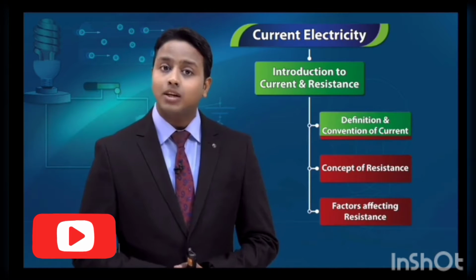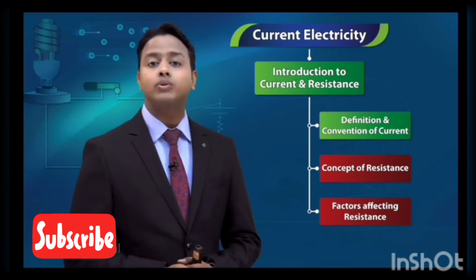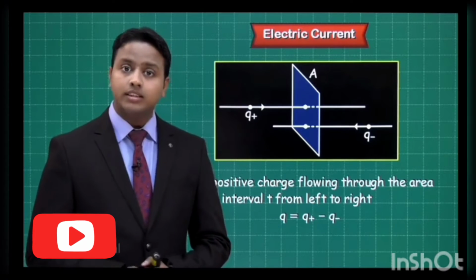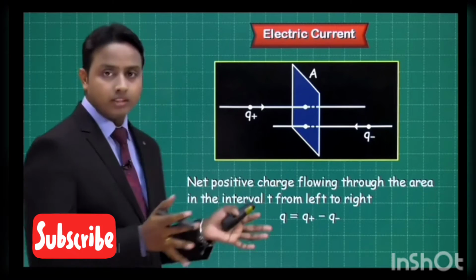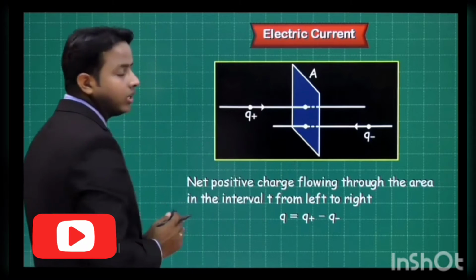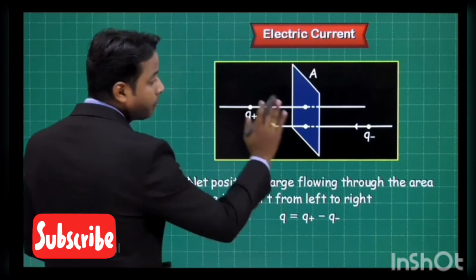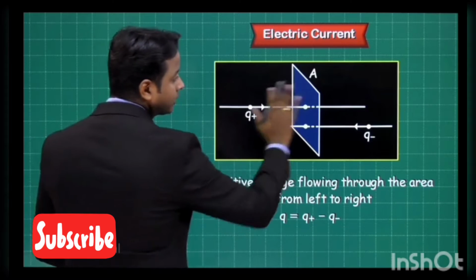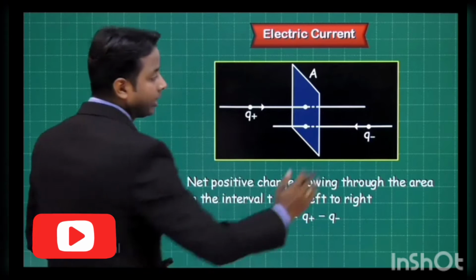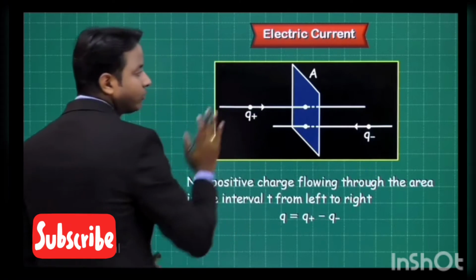So let's start our topic and let's try to introduce what current is and how we are going to define it. Now, electric current. Here we are discussing an electric current. I have taken a material and in that material I have taken an area of cross section A. Let's suppose some positive charge is moving through this area from left to right, and in the same time frame negative charge, that is Q negative, is moving from right to left through this area.